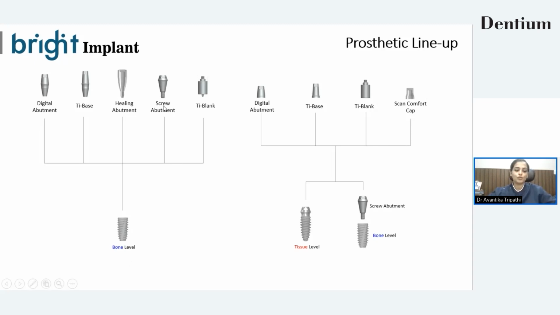If we put a multi-unit abutment or a screw abutment over the bone level implant, then my bone level implant will become a tissue level implant. So all the prosthetic components that I will be using for the tissue level implant will be used for a bone level implant with a multi-unit abutment, as I have converted it into a tissue level implant, which has reduced a lot of prosthetic component inventory.